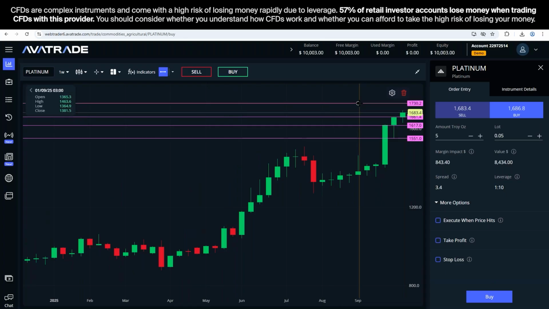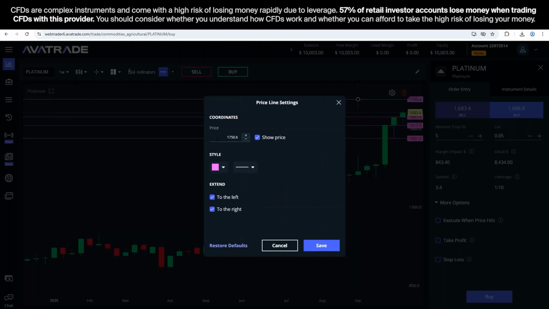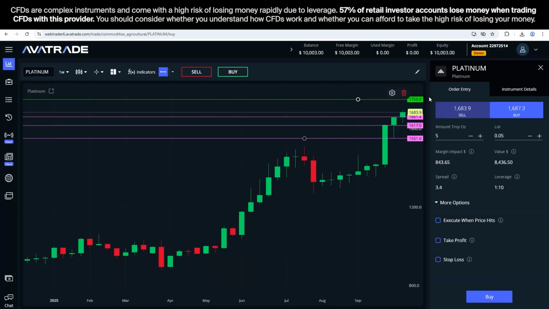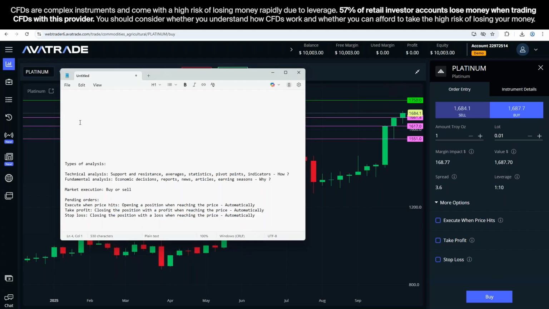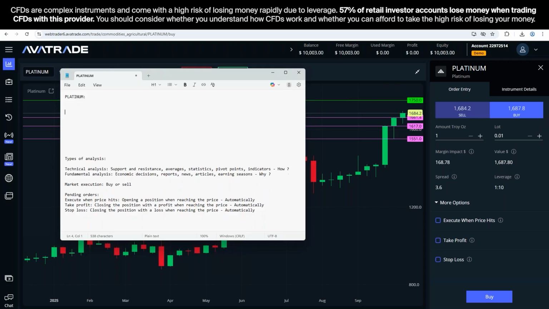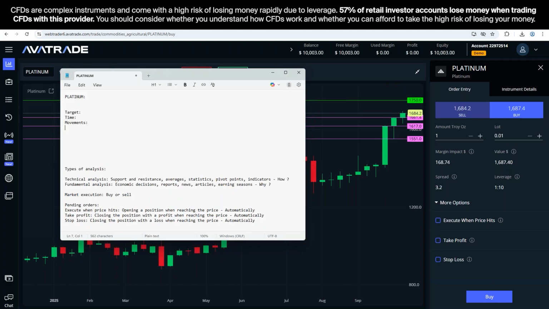Maybe we'll mark, let's go for 1750. Okay, let's go 1750. Yeah, make it green. Okay, and for my buy, we'll get there. But at the moment, let's stay with what we've got. I'm gonna make my lot size 0.01 because we can always increase. I'm also gonna jot down the name of the instrument we're analyzing, which is platinum, and then I'm gonna write down a couple of things: target, time, movements, and units.